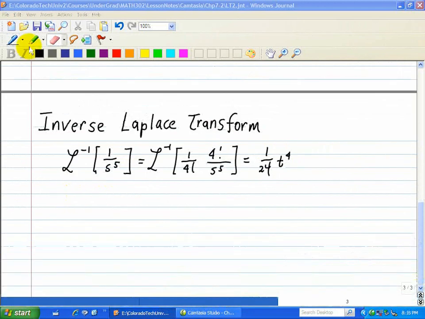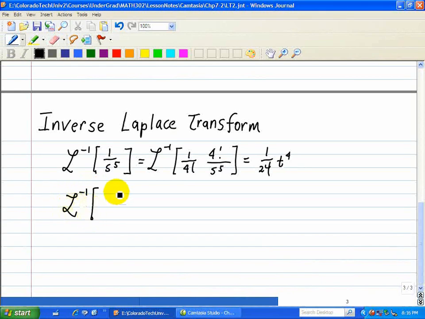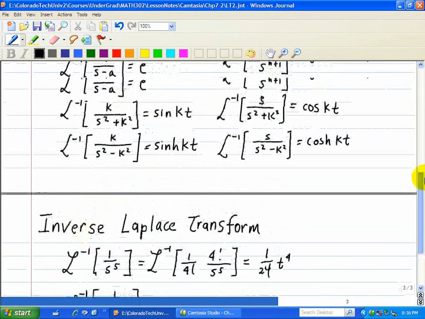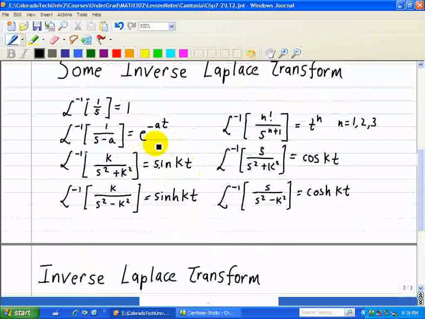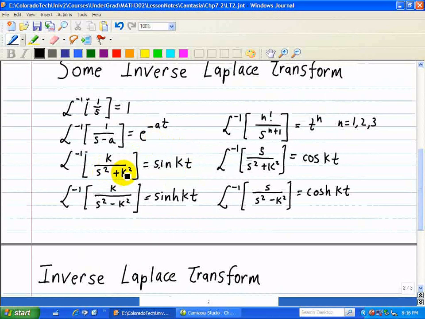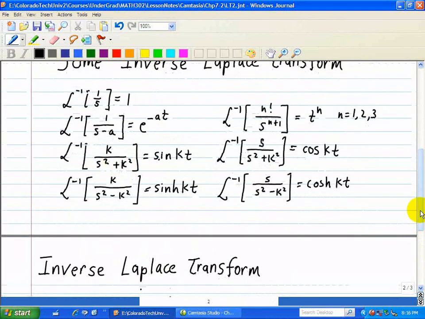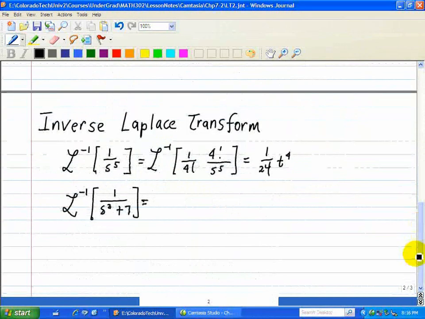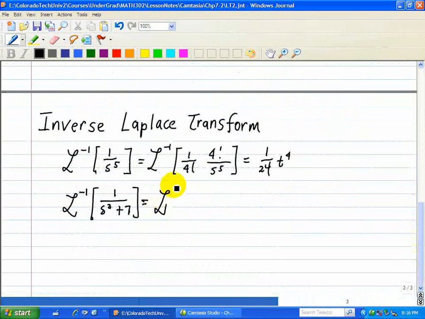Let's say we want to find the inverse Laplace transform of 1 over s squared plus 7. Let's just look at the form from the previous slide, which sort of matches what we have here. And we see that the sine kt is a form of the function we just looked at, except it has a k squared in the denominator here and a k in the numerator. So we'll put that in that form so we can find the inverse Laplace transform associated with this function.